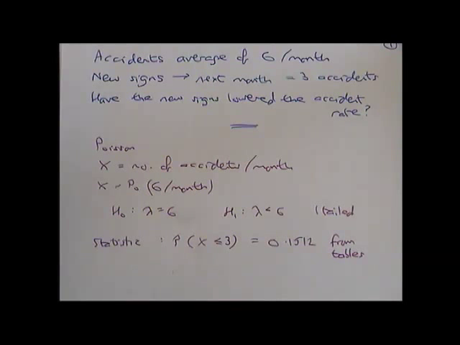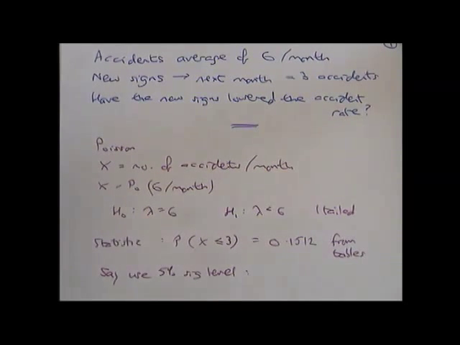We do need a significance level. If we say we're going to use the 5% significance level, what would we conclude here? It's greater than 5%, so we accept H0. Yes, our probability is greater than our significance level, so we would accept H0.